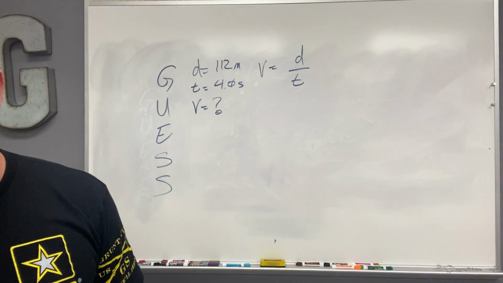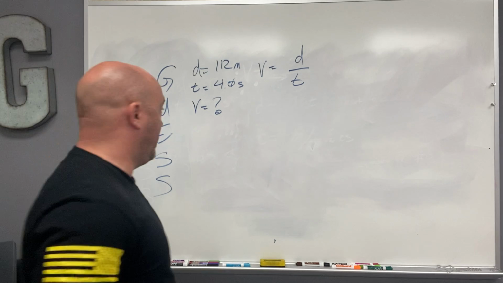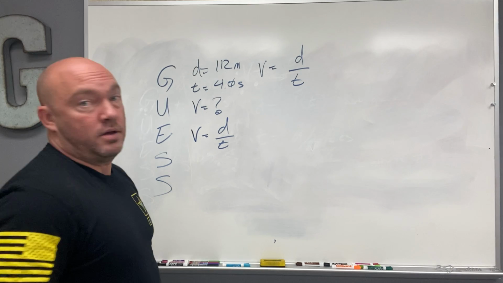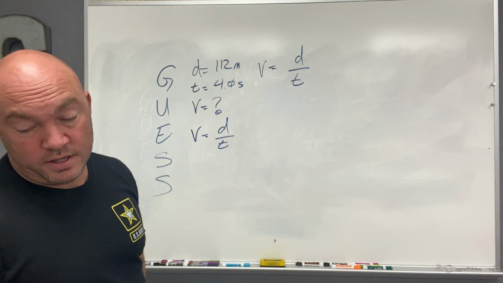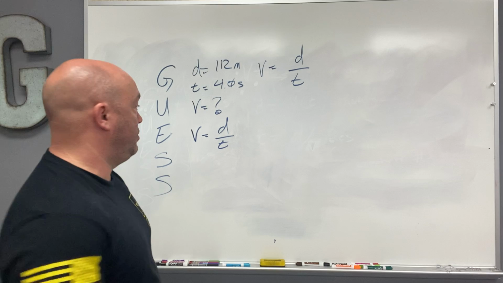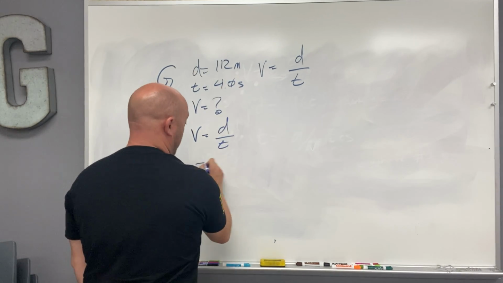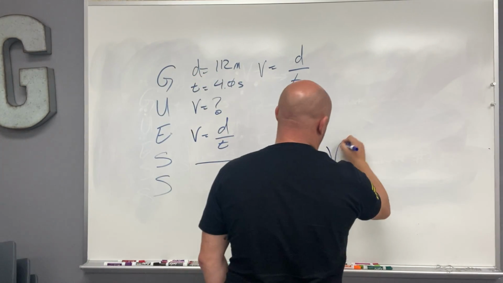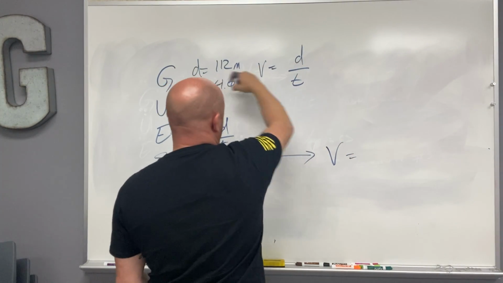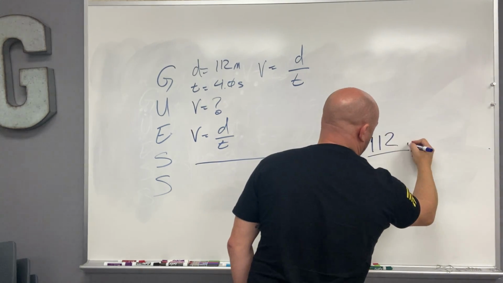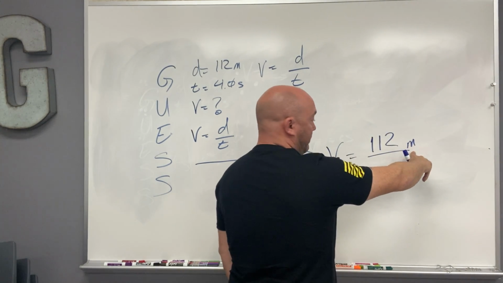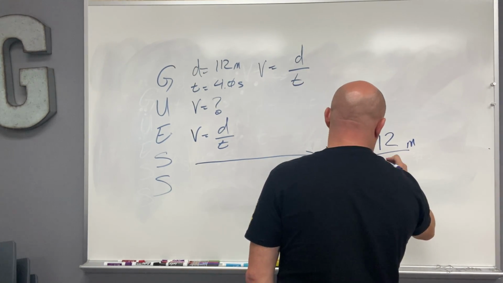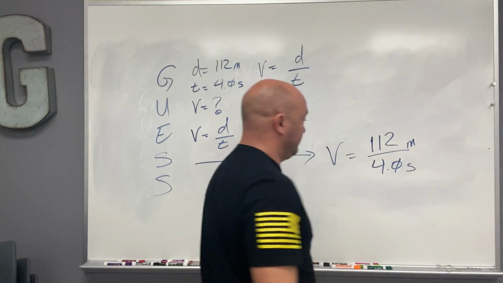Now, what is my equation? The equation I'm going to use is velocity is equal to distance divided by time, okay? I'm going to do my substitutions. I'm just going to give myself a little bit of space. So what do I not know? V. Notice I put my meters there, guys. Okay. And my time is going to be 4.0 seconds.